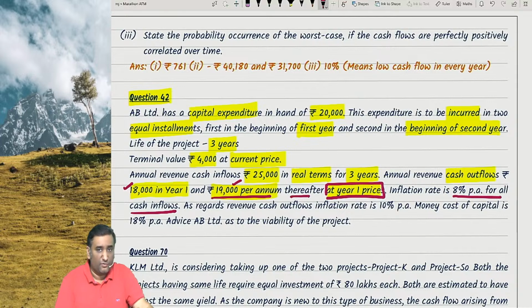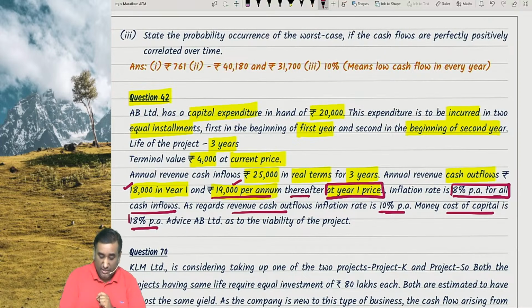That means whatever cash inflows are there, inflation is 8. As regards revenue cash outflows, inflation is 10. So two types: inflows will have different inflation, outflows will have different inflation. Money cost of capital is 18%. It means you can discount your cash flows only by what rate? 18. So the discounting rate will be money. Money terms means nominal. It means all cash flows have to be converted to the nominal.